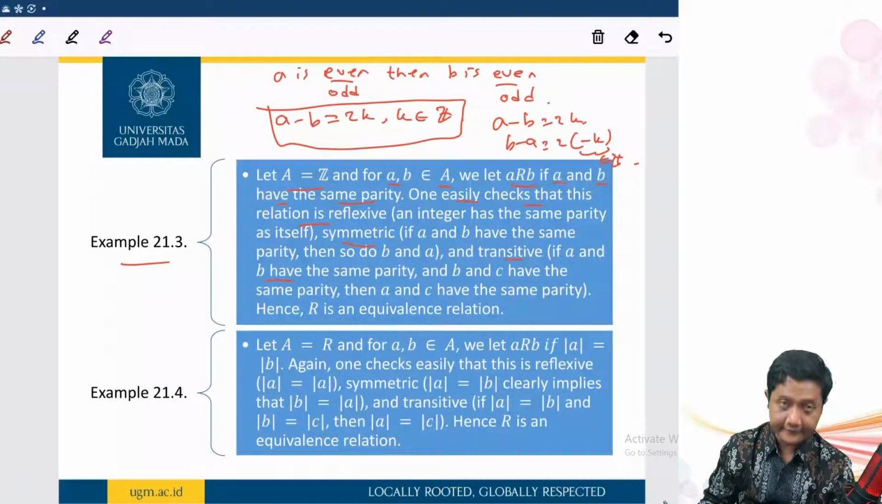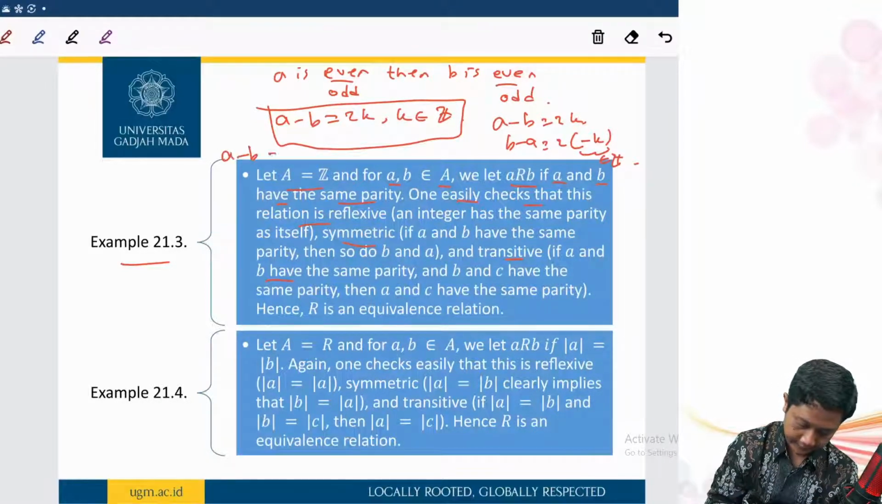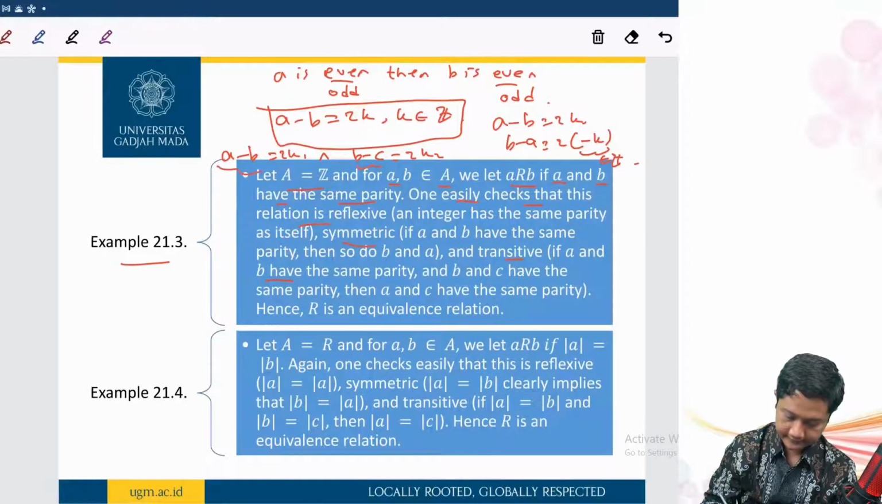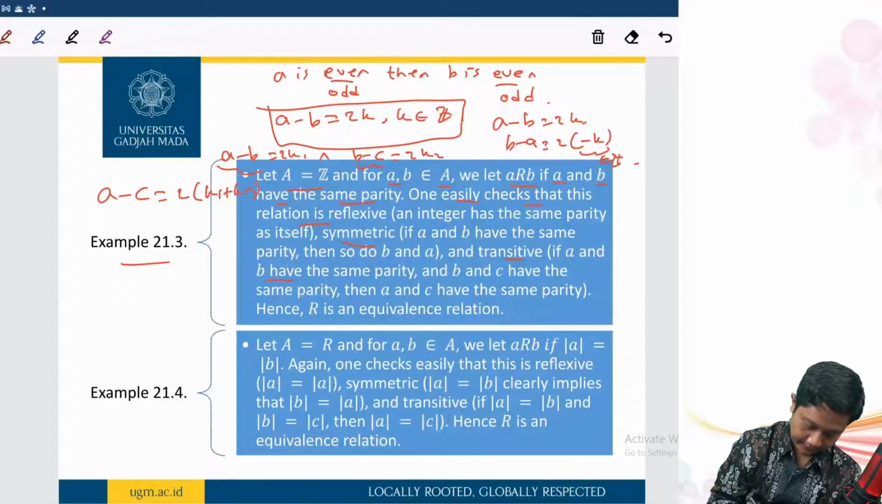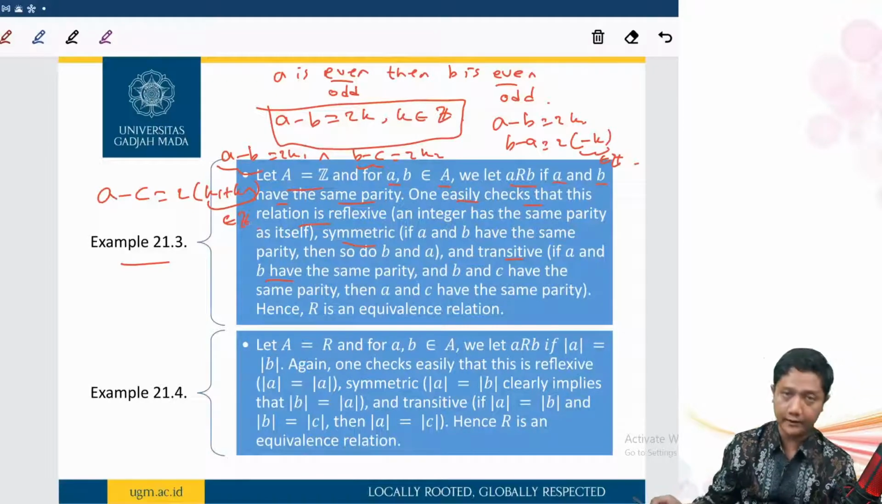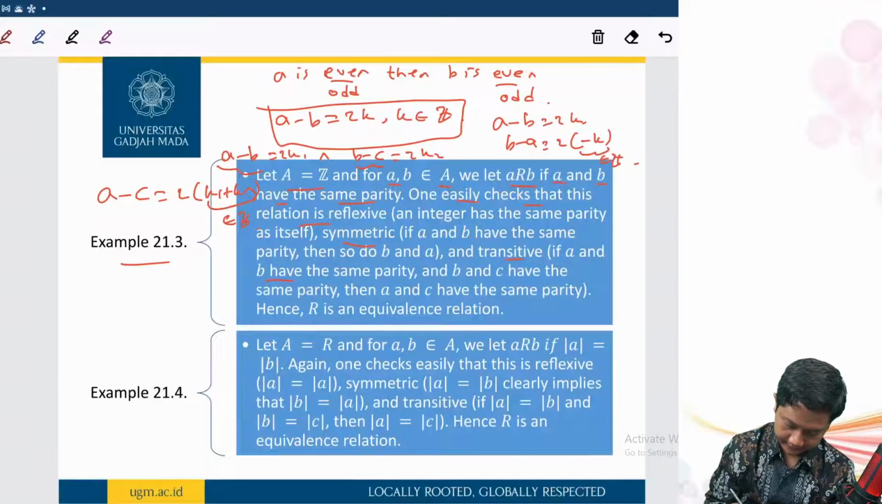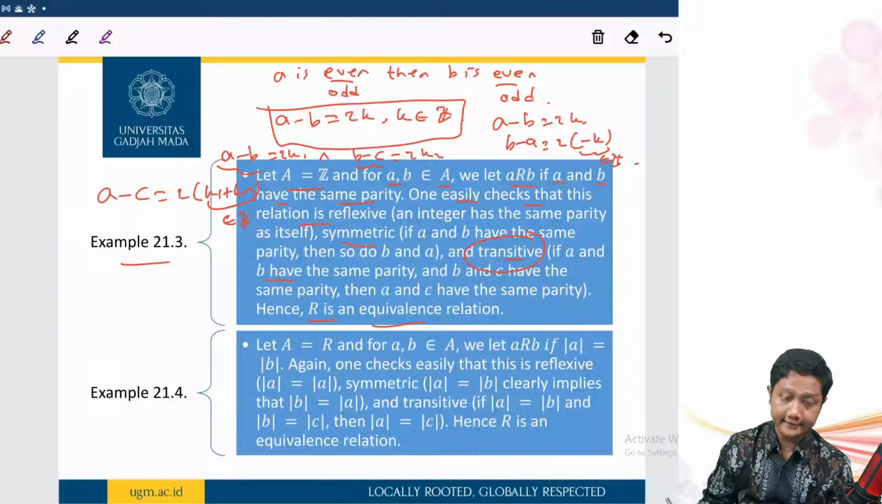And the last one is transitivity. Remember, when you have a minus b equal to 2k1 and b minus c equal to 2k2, then just add. Then you have a minus c equal to 2 times k1 plus k2, and this should also be in Z when k1 is in Z and k2 is in Z. Okay, so our R here is transitive, and we have R is an equivalence relation.